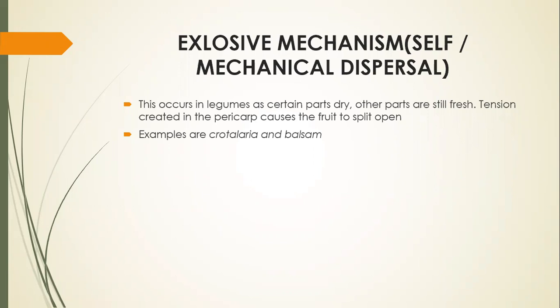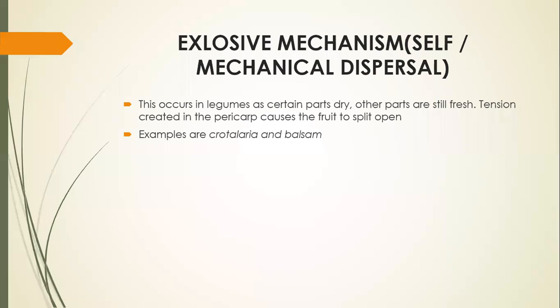E-X-P-L-O-S-I-V-E. Explosive mechanism. Now, as the name sounds, explosive. So the fruit explodes. Now, it doesn't mean that it's a bomb that it will explode. Rather, these fruits are under the dry, dehiscent fruits, whereby their pericarp dries up, breaks open to release the seeds.